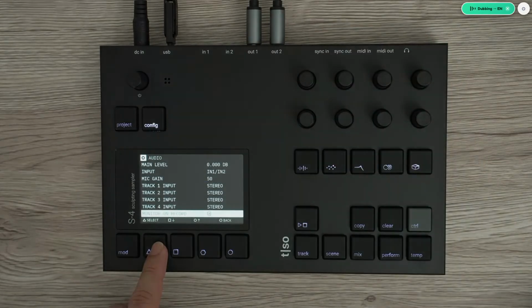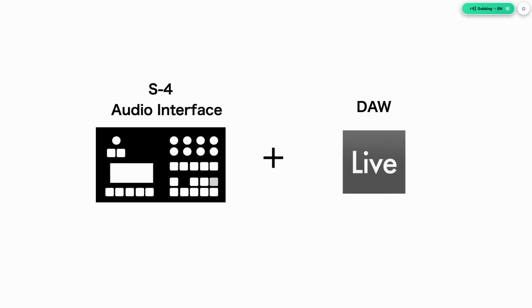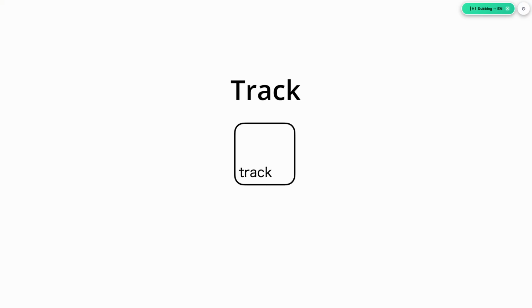Other settings: mic gain, track input switching, and monitoring when recording. You can also use the S4 as an audio interface via USB to a PC. This lets you work with DAWs like Ableton. For details, see the official manual.